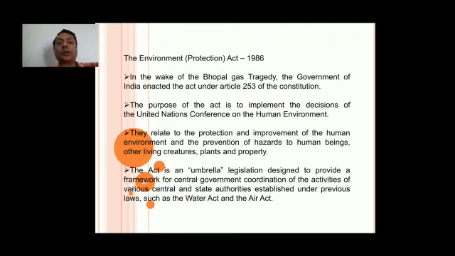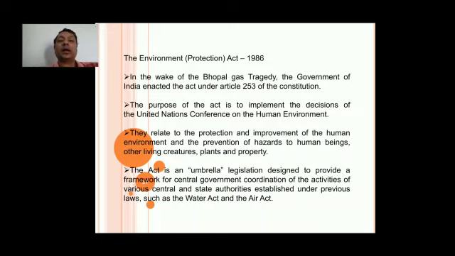The Environmental Protection Act 1986. In the wake of the Bhopal gas tragedy, the Government of India enacted the Act under Article 253 of the Constitution. The purpose of the Act is to implement the decision of the United Nations Conference on the Human Environment. They relate to the protection and improvement of the human environment and the prevention of hazard to human beings, other living creatures, plants, and property.